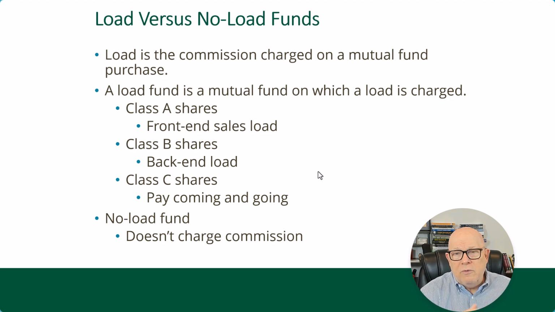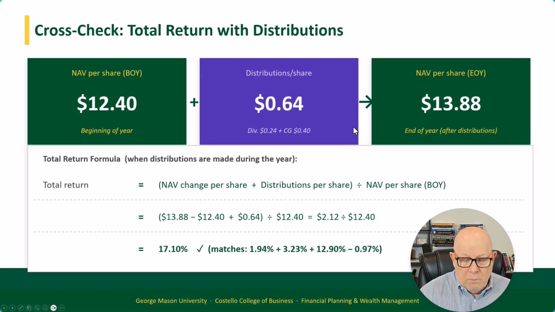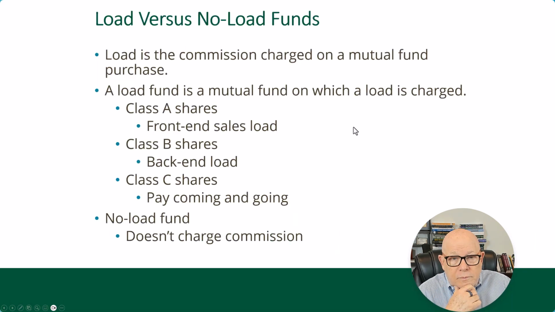And there were different ways of charging that commission. Sometimes they charged you when you made the investment initially. That was called a front-end sales load. In some cases, you didn't have to pay it immediately, but if you exited the fund before a certain number of years, then you paid it at the end. Class C, you paid a commission at the beginning and a commission at the end. These funds are much rarer today. Most mutual fund shares are no-load shares today, which means there are no commissions that are charged.